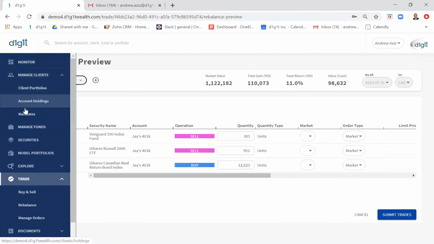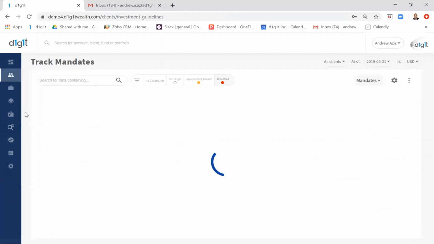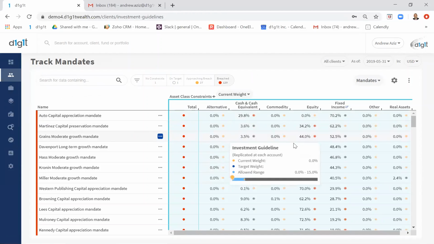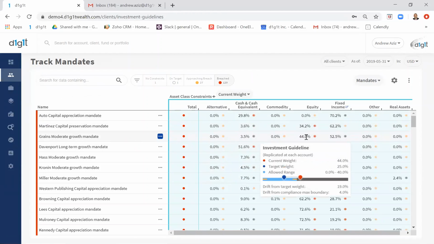And at any time, after we have established and revised mandates across any of our households, we can always track and see whether they have breached any of the guidelines in terms of allocation. So we can sort all our households by those that have breached or those that are approaching breach.